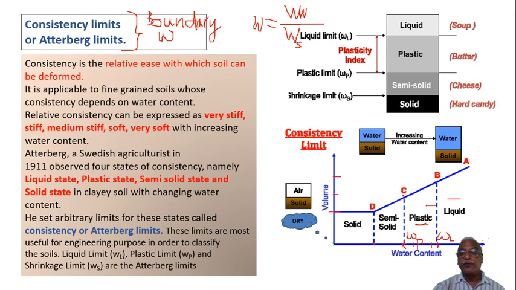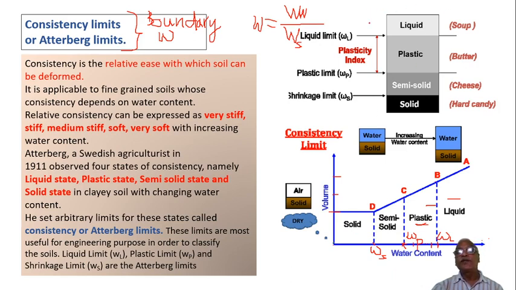So again, coming back to the point C, as the water content decreases, the volume is decreasing, but at a particular point or stage which is represented by the point D, the water content is decreasing but the volume is not decreasing. So such point is known as shrinkage limit. So the soil stops shrinking in its volume. That's why this particular water content is known as shrinkage limit, and it enters into solid state.